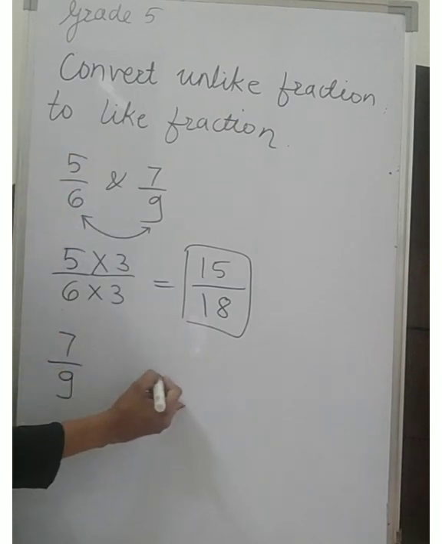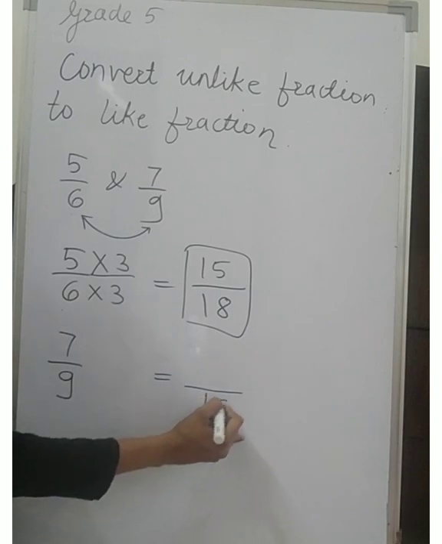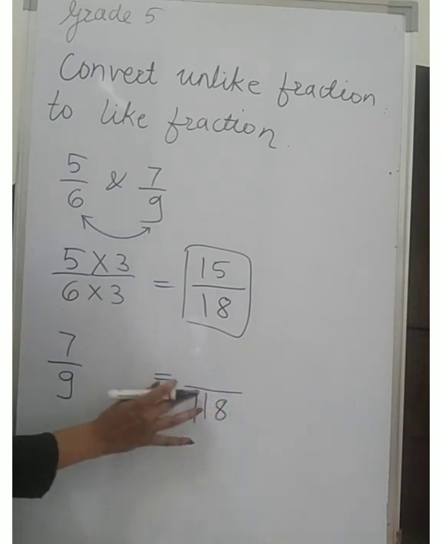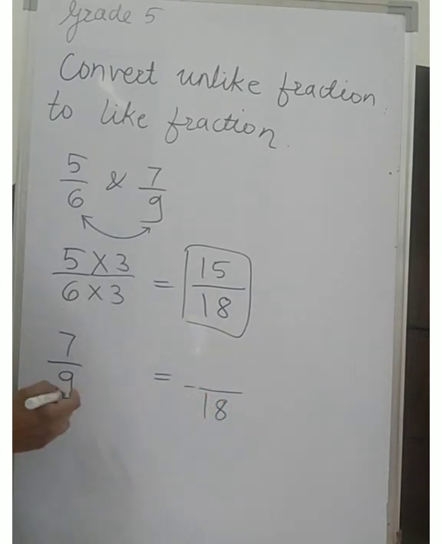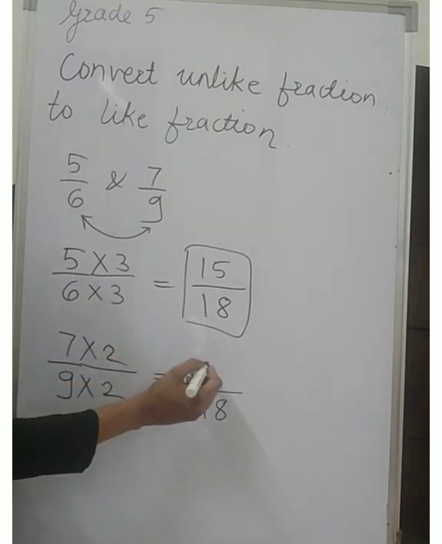Now let's do the same with 7 upon 9. What do you have to do? You have to write a number whose denominator is 18. Okay. So what will you do? You will multiply 9 by 2 so that you will get 18. So you will have to multiply the numerator also by 2. So 7 2s are 14.